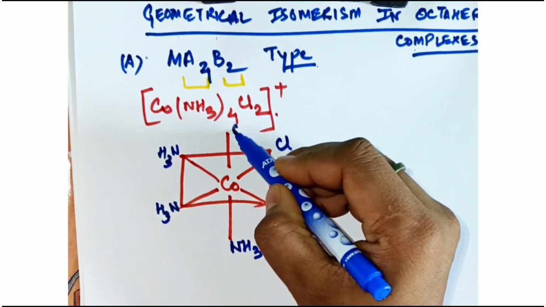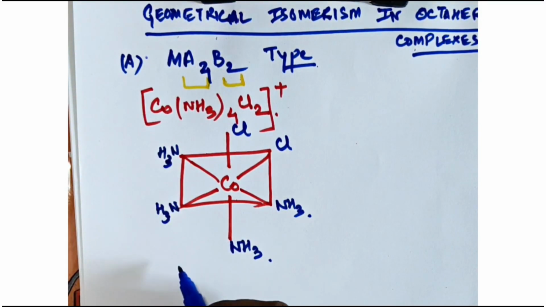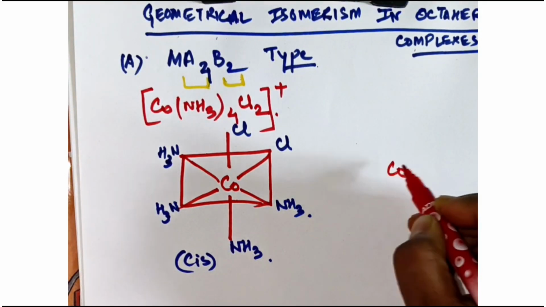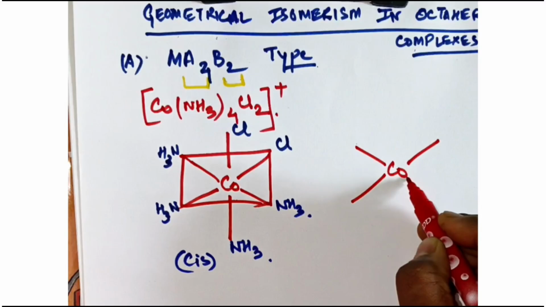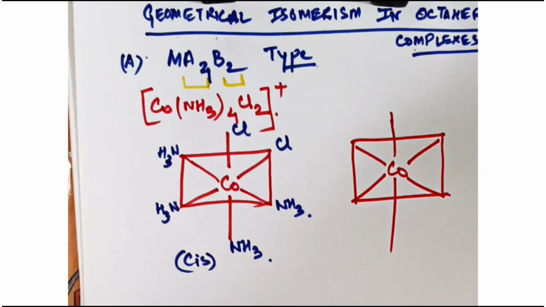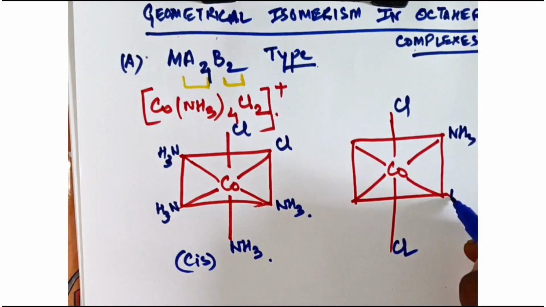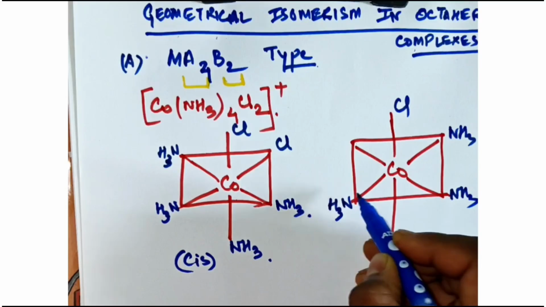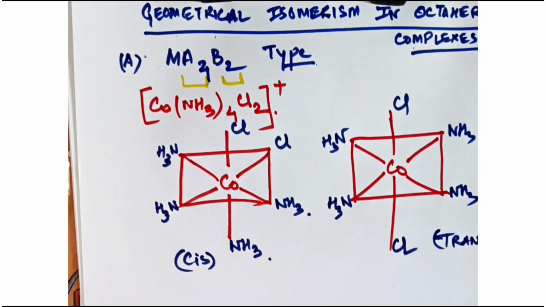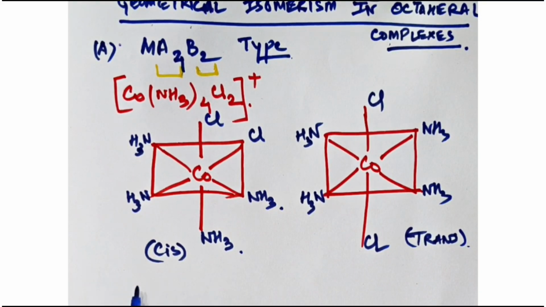Then on the other sides there is Cl and Cl. So see here, in all these four sides you have NH3 ammonia only. So this is cis type. So again, if you draw, what will be the trans of this molecule? See here, the chlorine will be on the vertical line and ammonia on all these sides. This is your trans isomer, the trans geometrical isomer for this type of molecule.